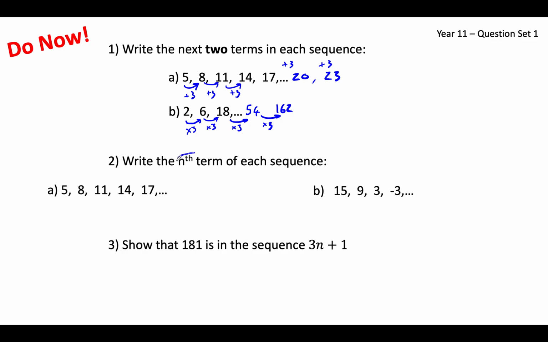Right, the next one, write down the nth term of each sequence. Okay, so here's the sequence. Now it's actually the same as my first sequence up there. So I know what's happening from term to term. We are adding 3. So add 3, add 3, add 3, and so on.